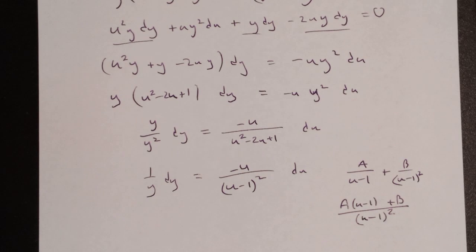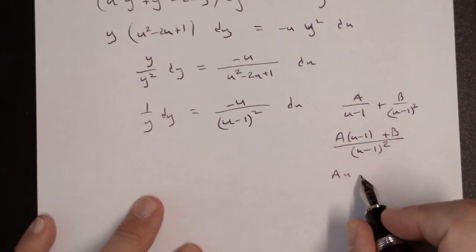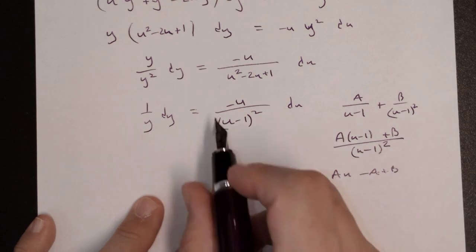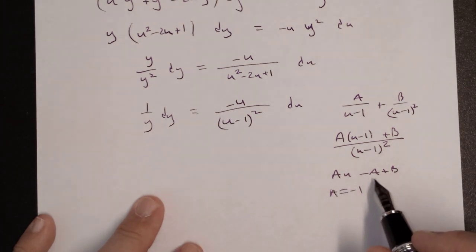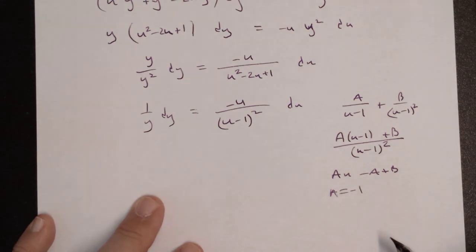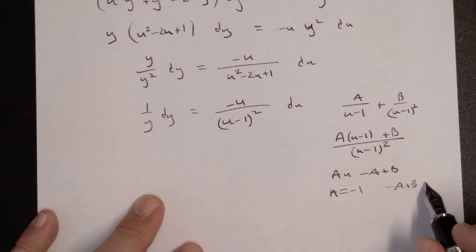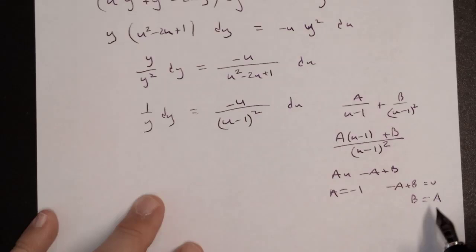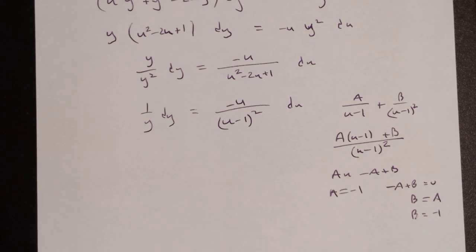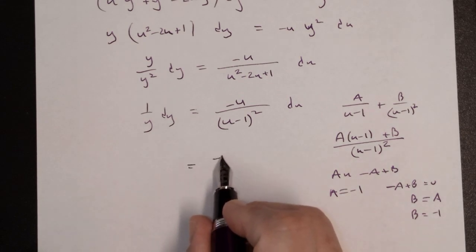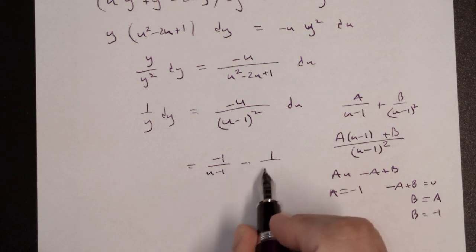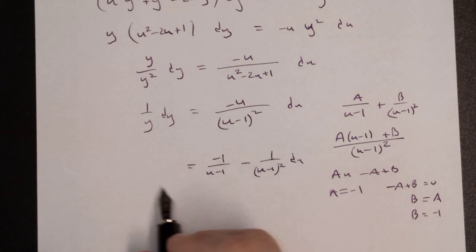Common denominator. So I get au minus a plus b. According to this, a must be equal to -1 to get minus u. And if a is -1, there's nothing over there, right? What's b? Well, now I know how to do this. This is the integral of -1 over u minus 1, minus 1 over (u minus 1) squared du.